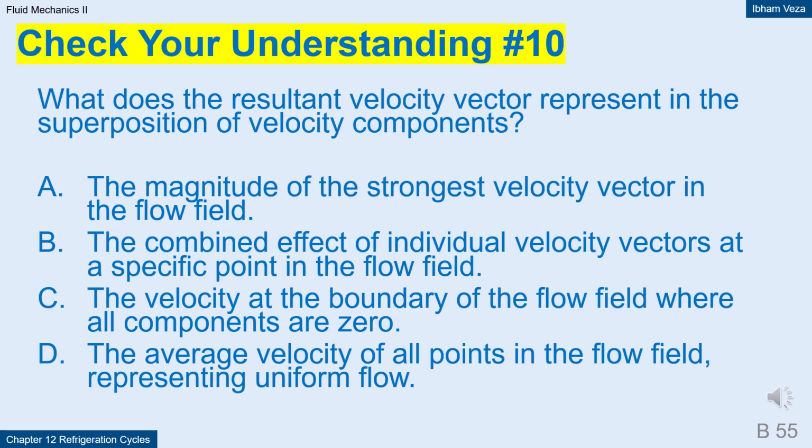Check your understanding number 1. What does the resultant velocity vector represent in the superposition of velocity components? The correct answer is B, temperature difference across the P and N-type materials.